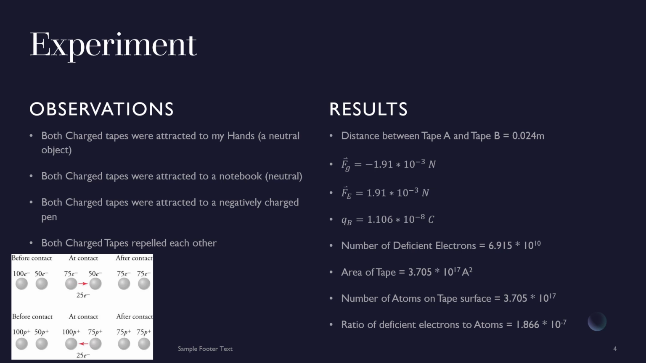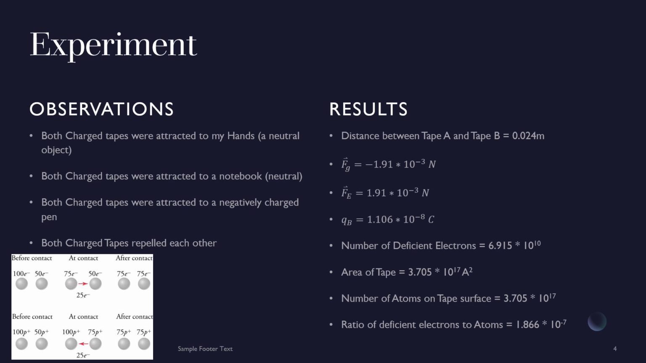Now, we will briefly go over some results. The distance between tape A and tape B was 0.024 meters, and the force of gravity acting upon tape B should be negative 1.91 times 10 to the negative third newtons. We can set the force of gravity equal to the electric force because the tape is floating. That means the electric force has to counterbalance the force of gravity, so they should be equal to each other. There might be other forces at play here, but we assume for simplicity that these are the only two forces.